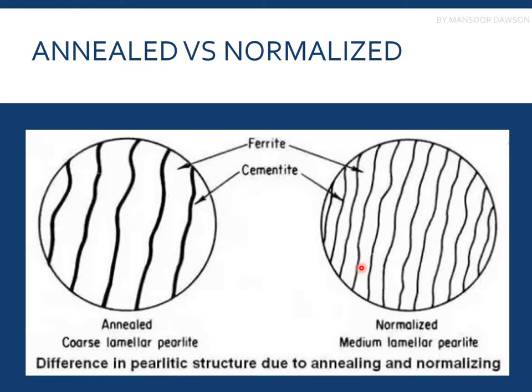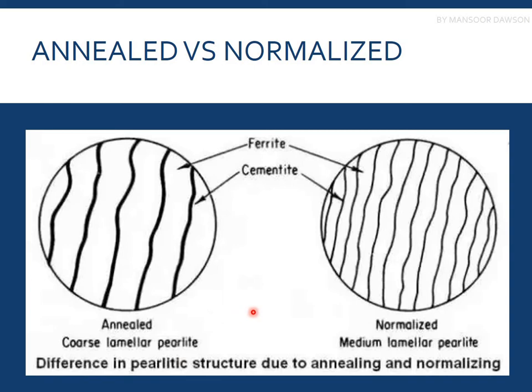So this is the difference between the structure, the lamellar structure of the eutectoid steel. You can see that the grain size of the lamellars is very much coarser, and the grain size of the normalized structure is very fine. You can see very fine lines. The distance between the cementite and ferrite lamellars is also very less in the normalized structure. Okay.